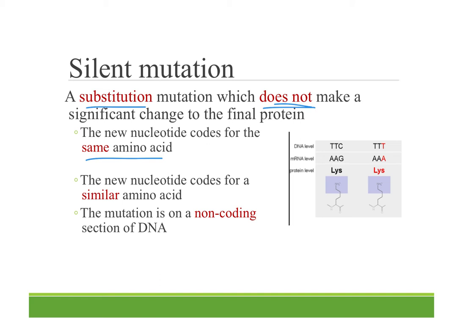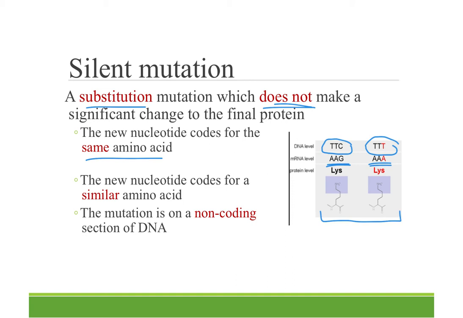So for an example, on the DNA level over here in this diagram, if the original DNA is supposed to be TTC and it gets altered by a point mutation to be TTT, the ending mRNA codons AAG and AAA both code for the same amino acid. They both code for lysine. So either one of those codes will work.